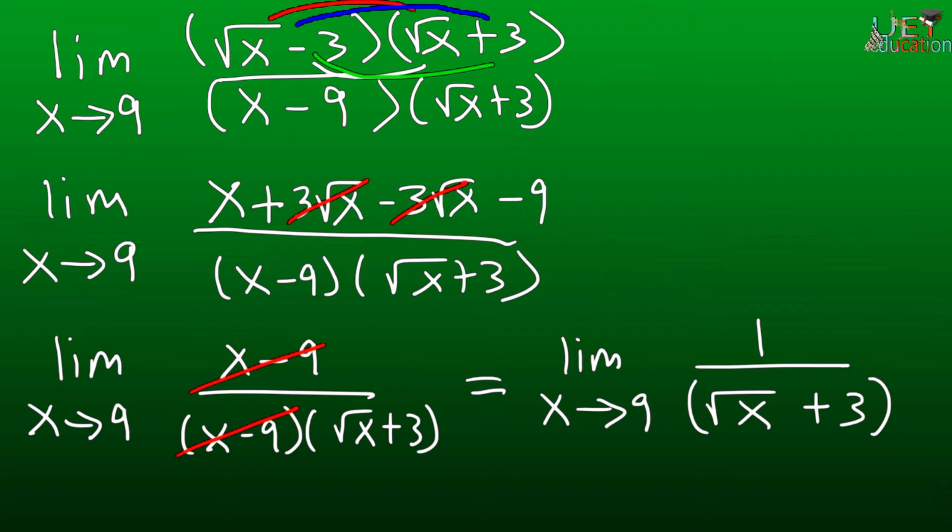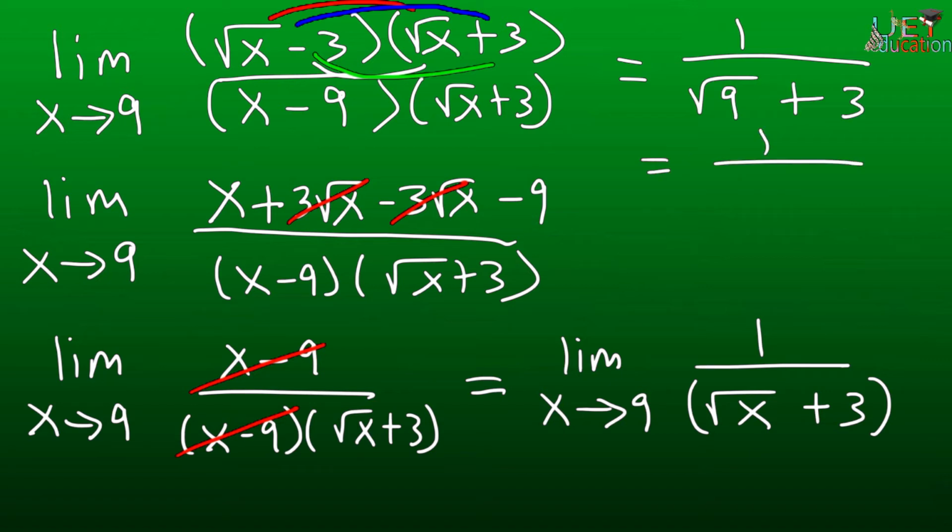Now what we can do is replace x with 9. So it's going to be 1 over square root 9 plus 3, and the square root of 9 is 3, and 3 plus 3 is 6. So the final answer is 1 over 6. Now let's look at this example.